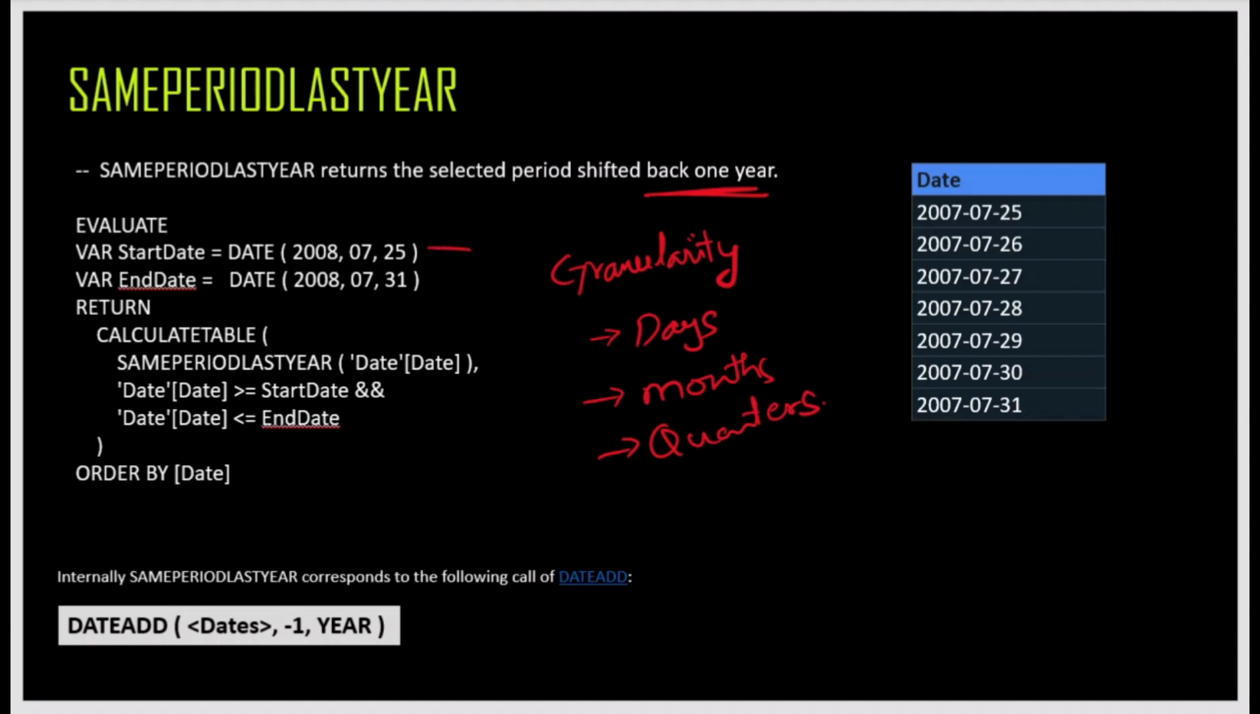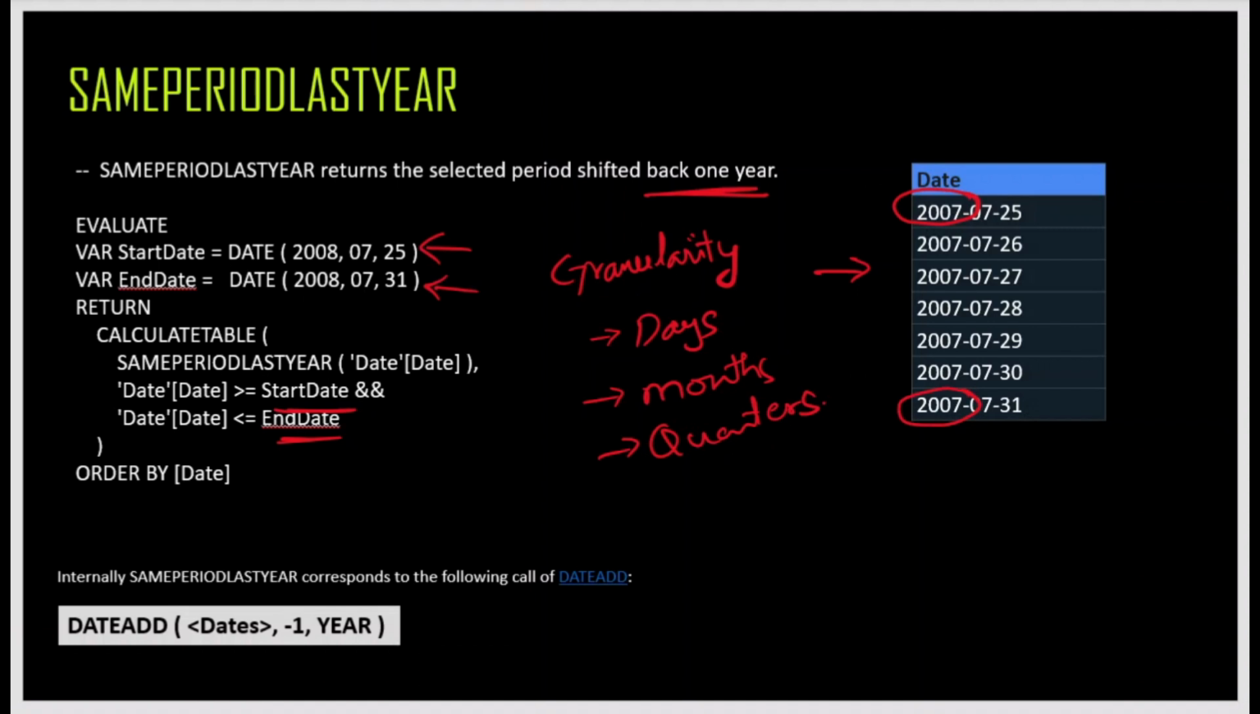So here we are taking the start date and end date, and we want to shift these dates by 1 year. So we are using same period last year, and we are specifying the start date and end date, and this will give the result like this, which is shifted by 1 year for each of the dates that we have specified.